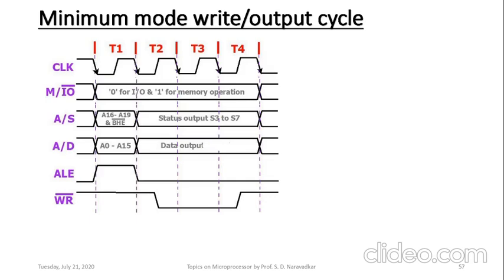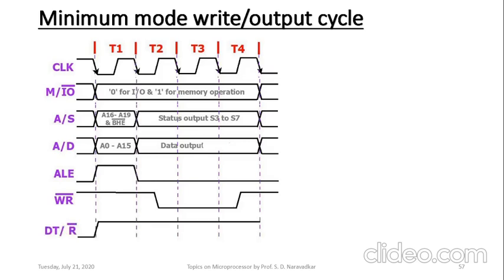Next will be write bar signal, which will be active during T2, T3 and T4. Again somewhere in between T2 and before the end of T4, that signal gets deactivated. It is the actual write bar signal.